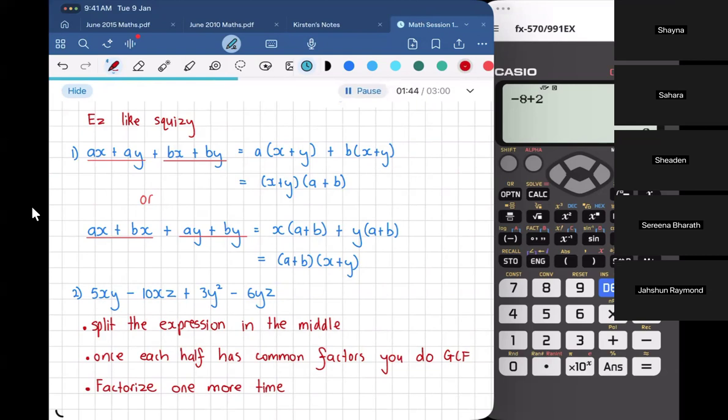Isaiah, did you know that the method we do is the AC method? Did you know that? Yeah. So when you say "do the AC method," it's kind of weird because we do the AC method. It's just understood.